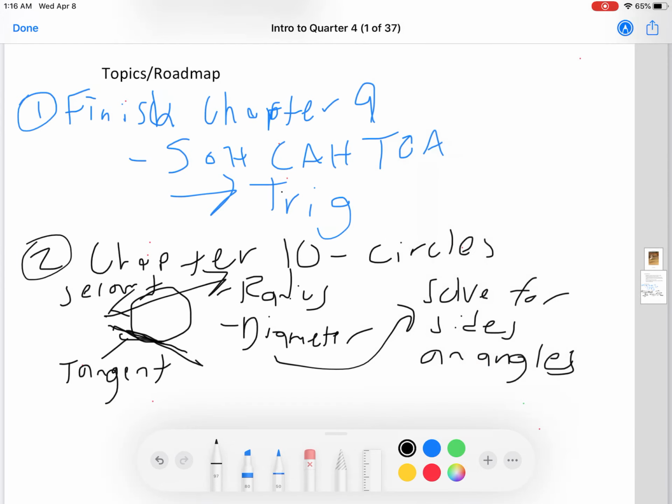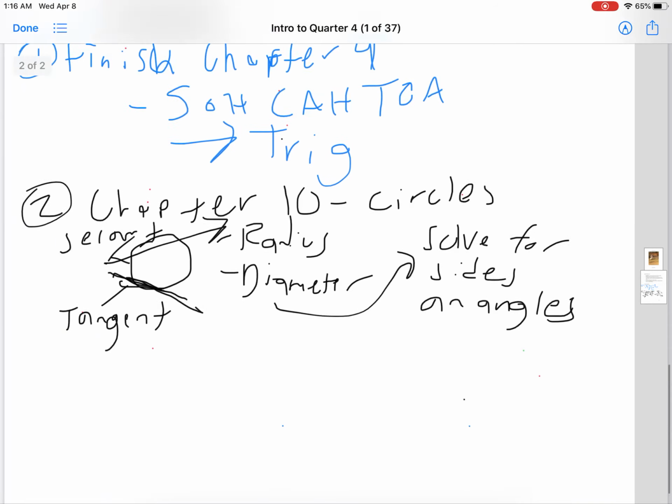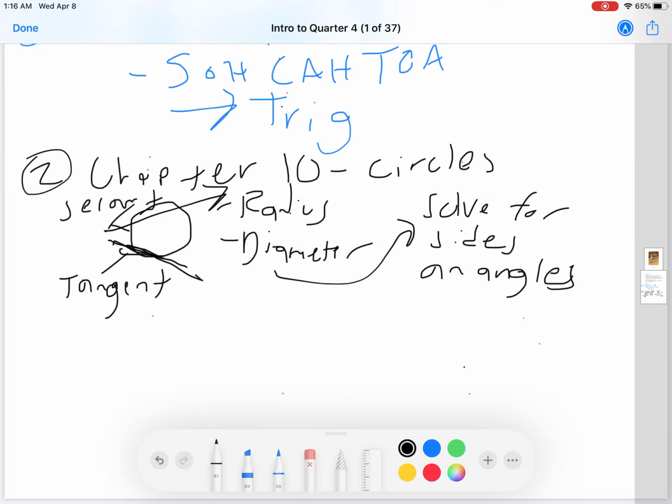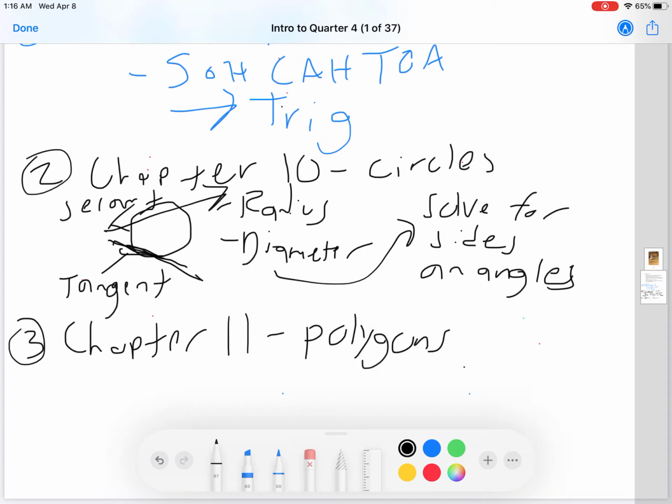And then, after that, we can go to chapter 11. And this is polygons with more than 4 sides.